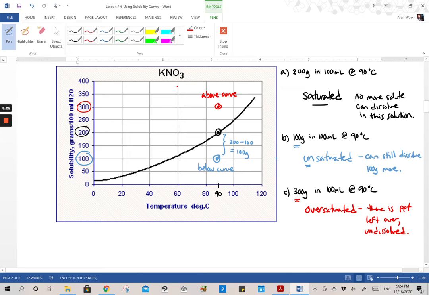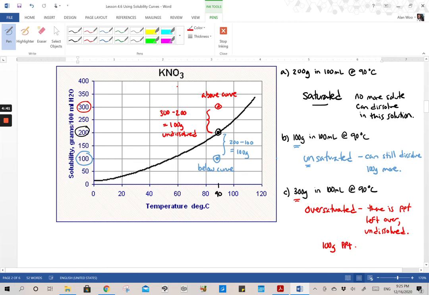If we wanted to find out how much precipitate is undissolved, we have to look at the difference between those two sets of numbers there. So in this case, it's 300 grams minus 200 grams, which gives us 100 grams undissolved. So in this scenario, we have an oversaturated solution with at least 100 grams of precipitate left over.